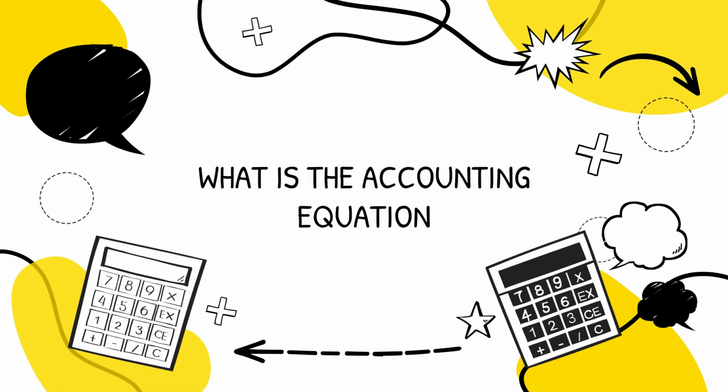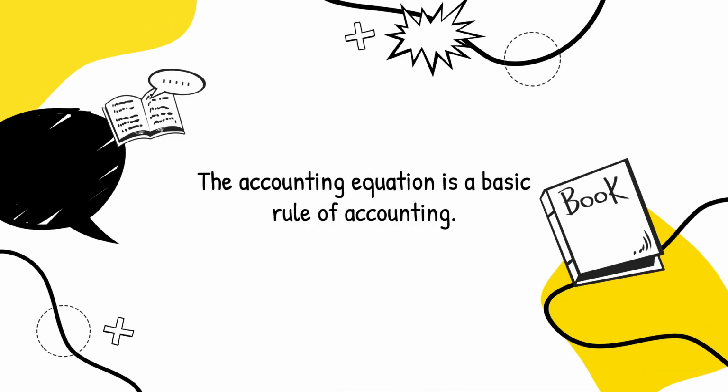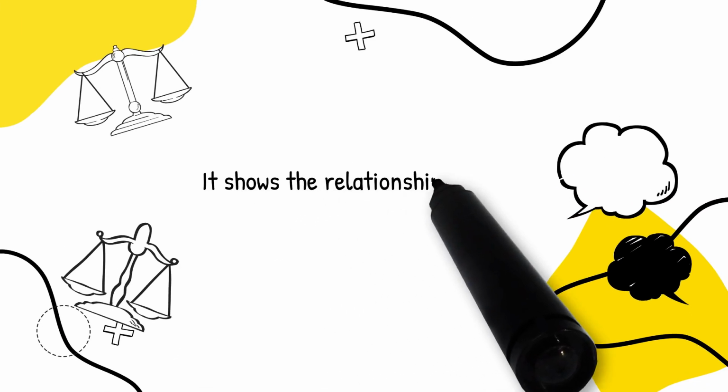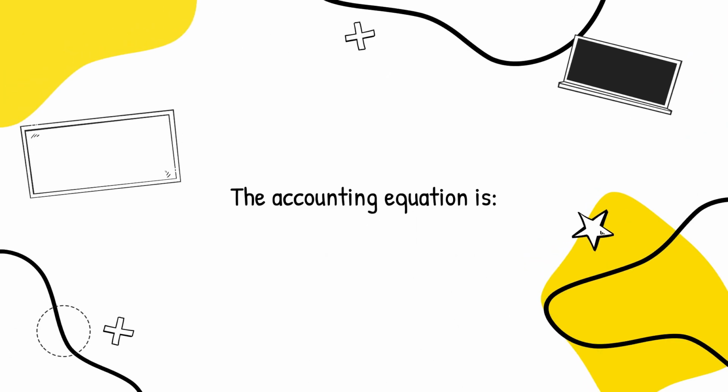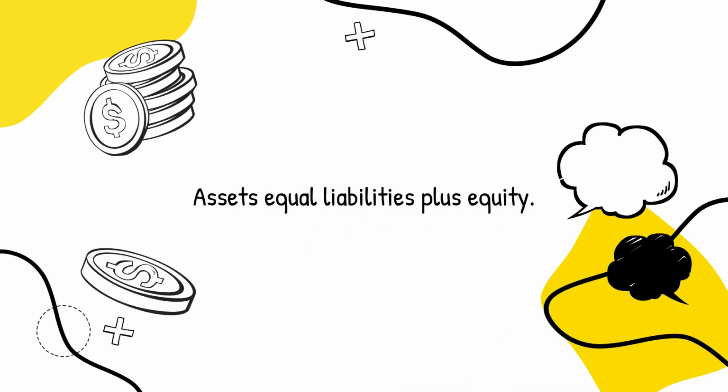What is the accounting equation? The accounting equation is a basic rule of accounting. It shows the relationship between assets, liabilities, and equity. The accounting equation is assets equal liabilities plus equity.